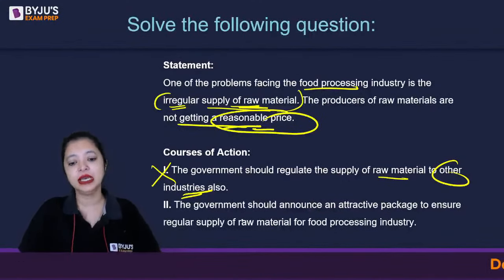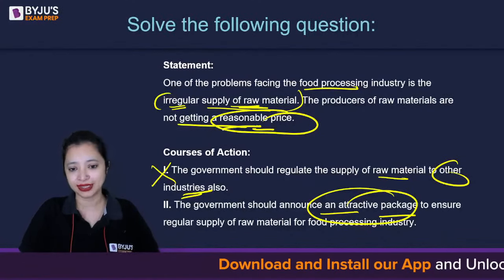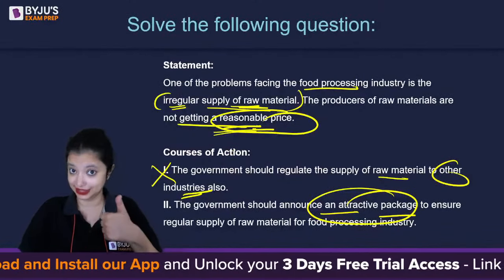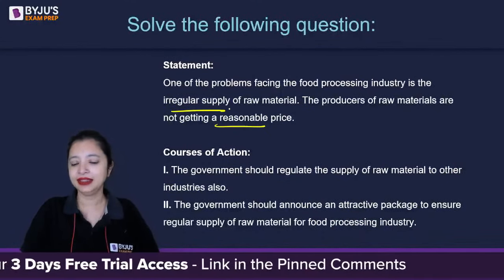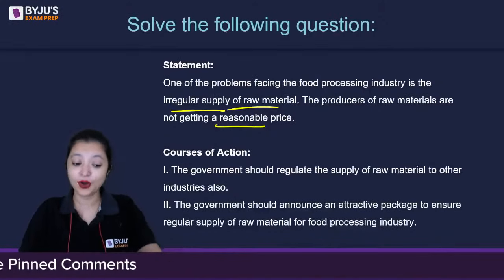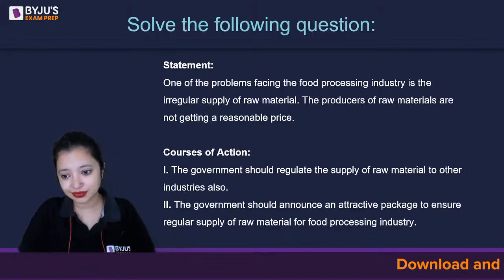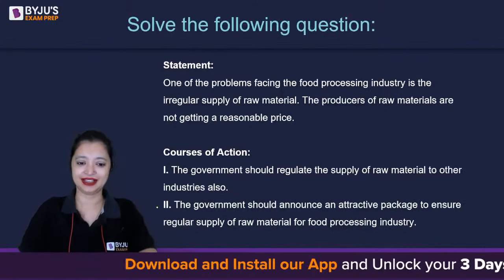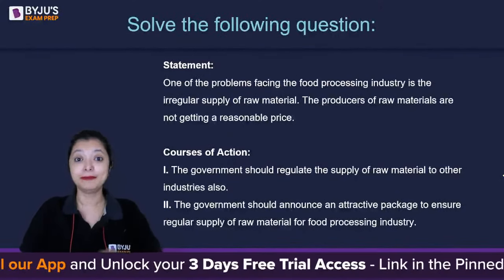Eliminated. Option 2 says the government should announce an attractive package. If announcing attractive package, can it get the producers a reasonable price? Yes, it can. And when they get a reasonable price, can the supply be restored to a regular one? Yes, it can be. We have our answer and it is only 2. Okay? So, the correct answer is only 2 follows and that's why people marking B are absolutely right.